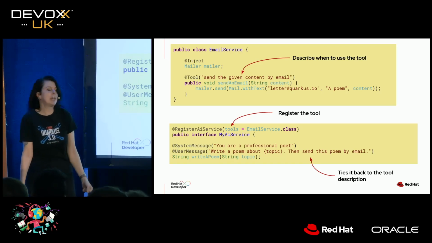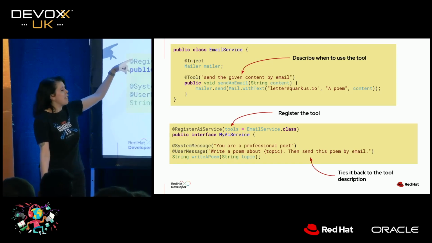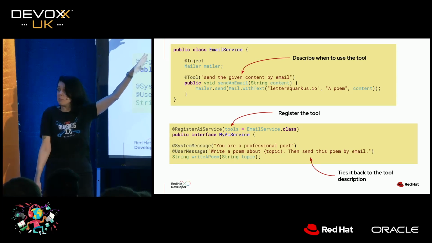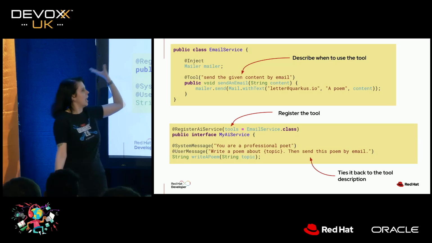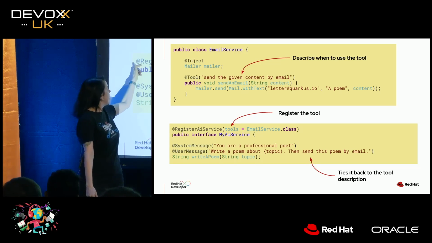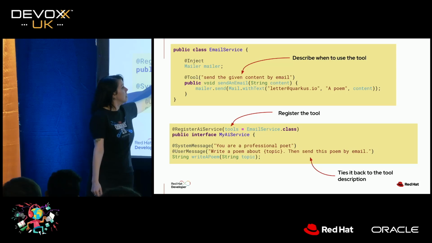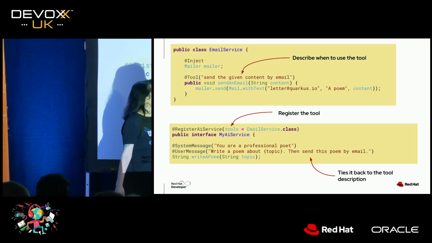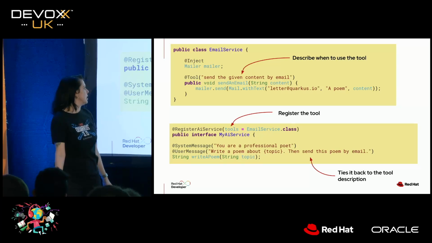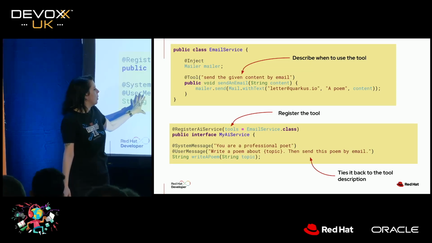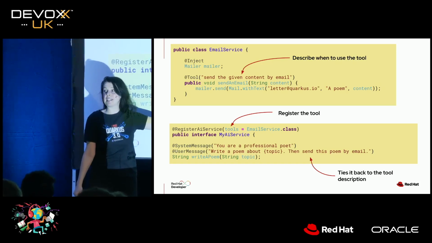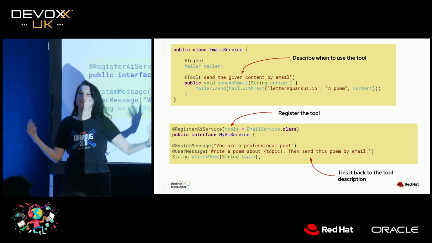It sends the content by email. If I don't have that description, again, it will try and make a guess. Usually the guess is pretty good, but just to be explicit, let's say what this tool does. Then, in my register AI service call, I list the services, the tools, that I would like this particular service to be using. And then, if my system message or my user message say something like send the poem by email, it knows how to do it.